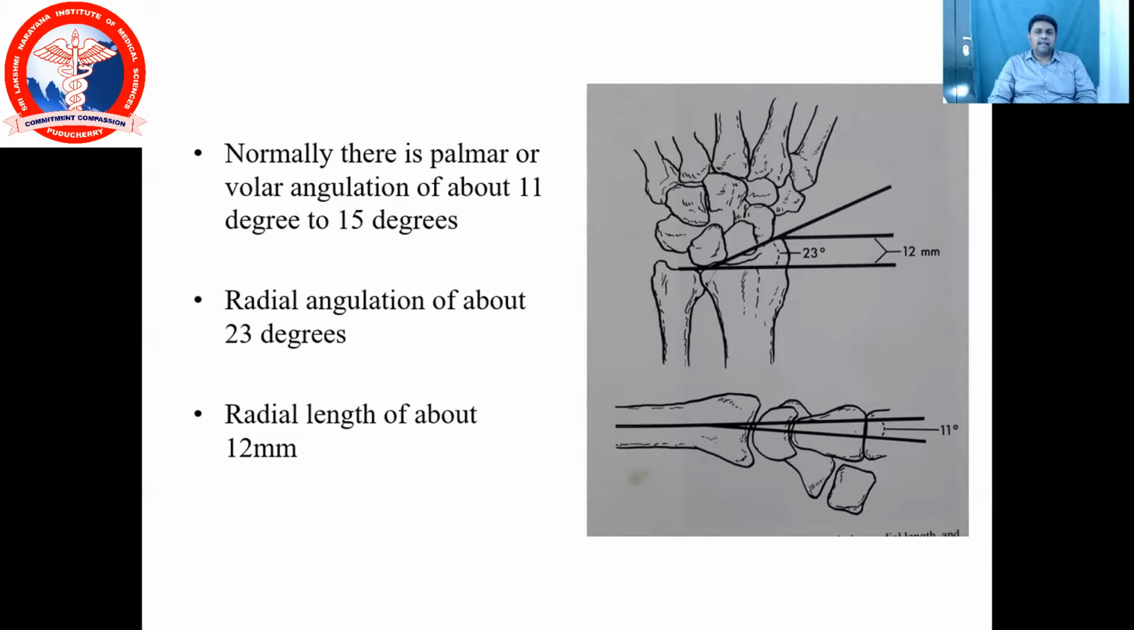Another measurement is the radial length or the radial height. It is about 12 millimeters from the articular surface of the ulna on the radius to the tip of the radial styloid. It is usually 12 millimeters. So whenever there is a radial tilt and a radial displacement, what happens? The radial height or length is reduced, and the radial angulation is also reduced.